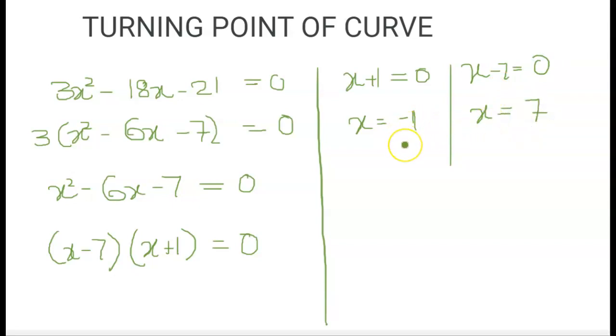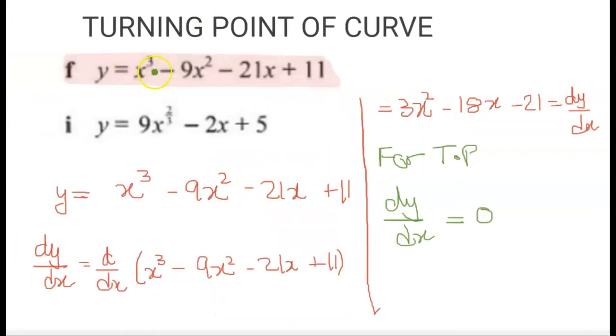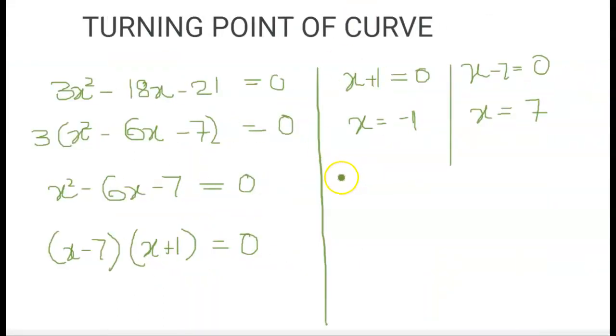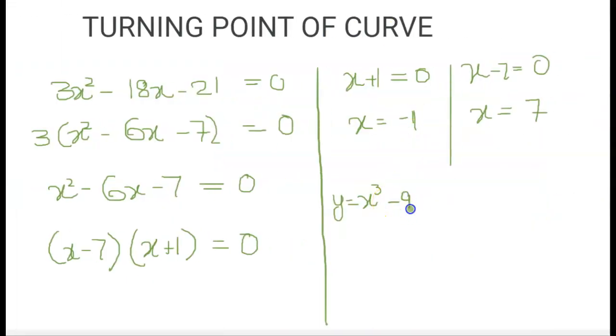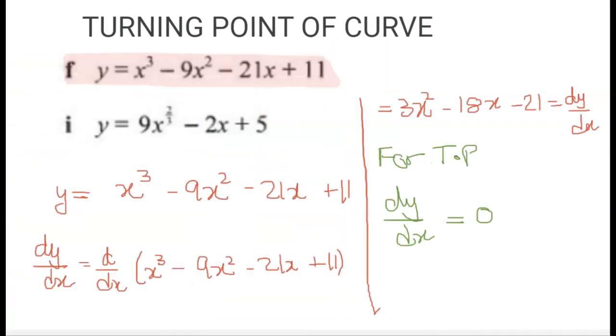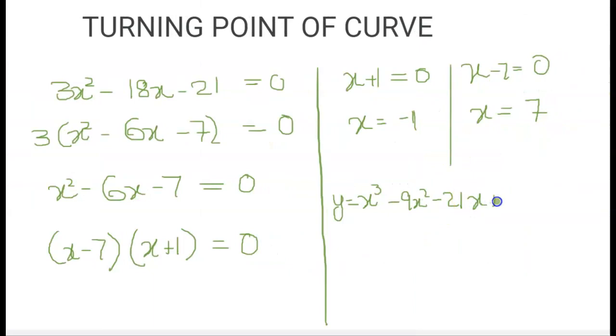So now we got the x coordinates of the turning points. We do not have the y coordinates. To get the y coordinates, you need to go back and put in the real equation. What is the real equation? The real equation is x cubed minus 9x squared minus 21x plus 11. So to find the y coordinate, you got y equals x cubed minus 9x squared minus 21x plus 11.